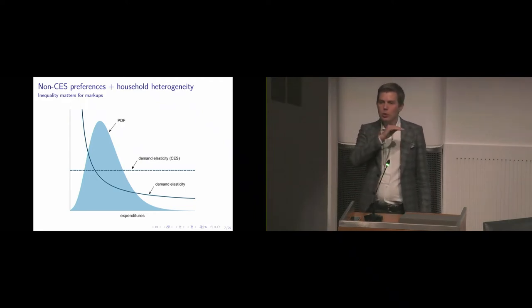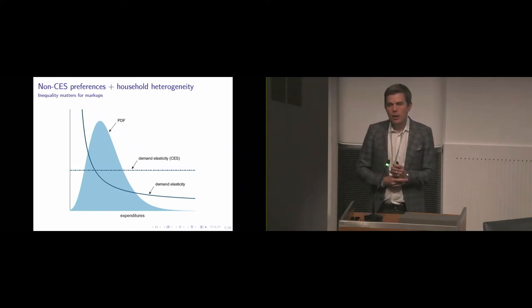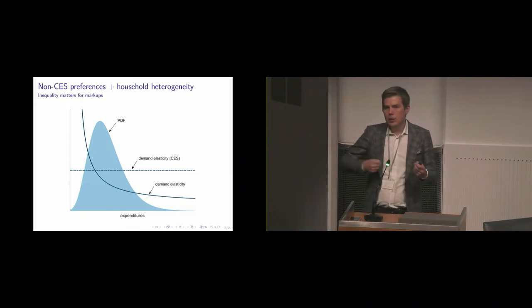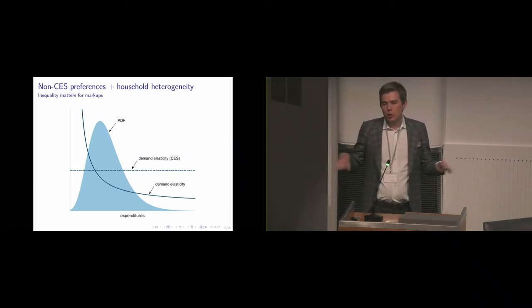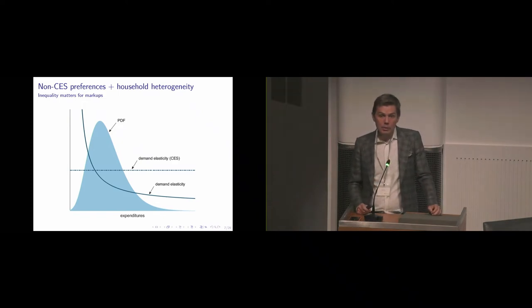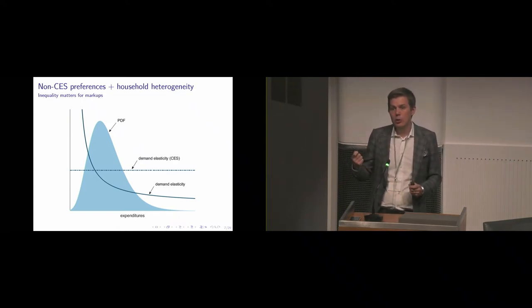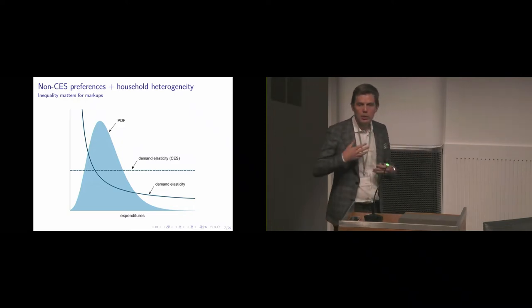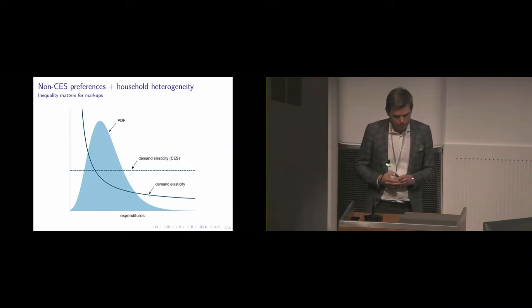In our standard models, we assume a so-called constant elasticity of substitution consumption basket typically, which basically means that everybody's equally sensitive to price changes. And it means that the distribution of expenditure is essentially not important for the average demand elasticities that firms face. And this demand elasticity in the New Keynesian model is really key because it determines directly the markup. And markups are central when we think about the transmission of monetary policy to prices. This is all about how firms set their markups.